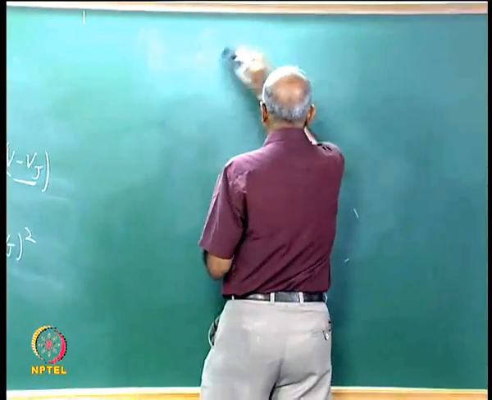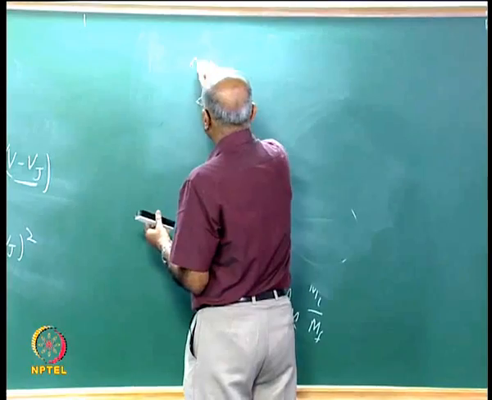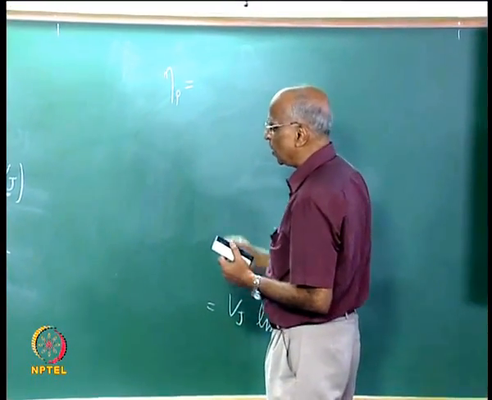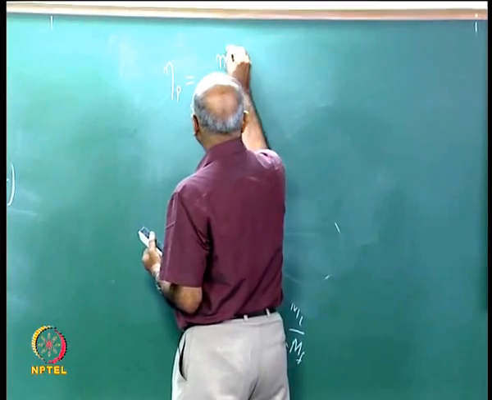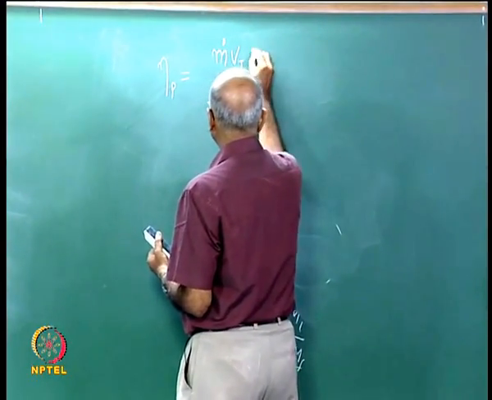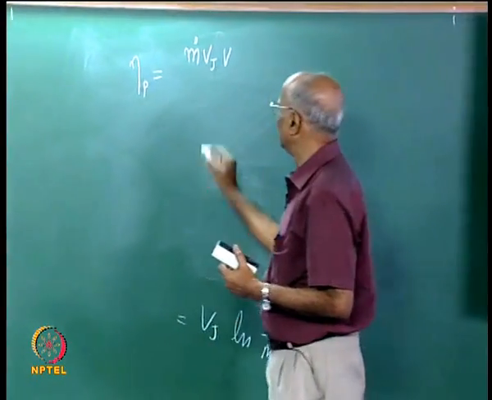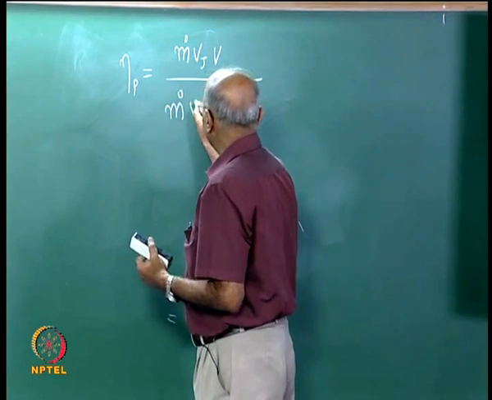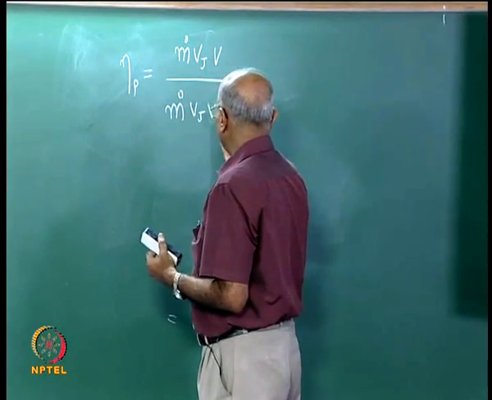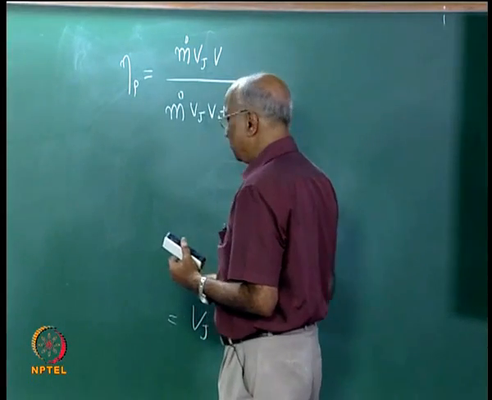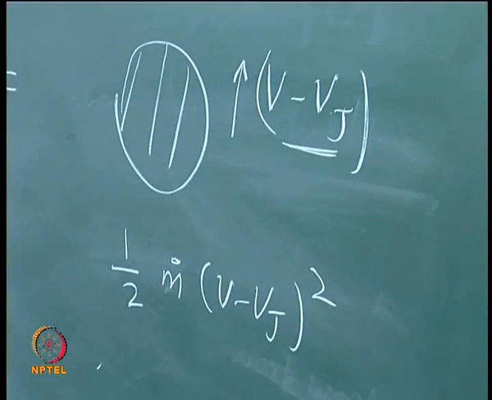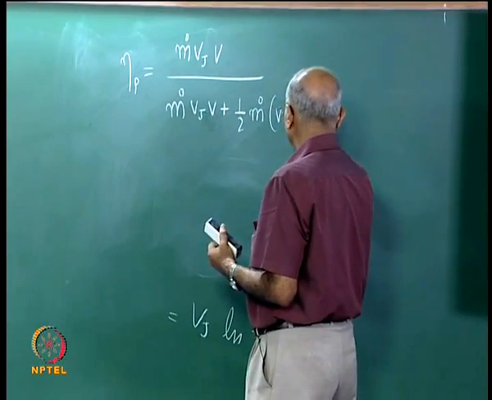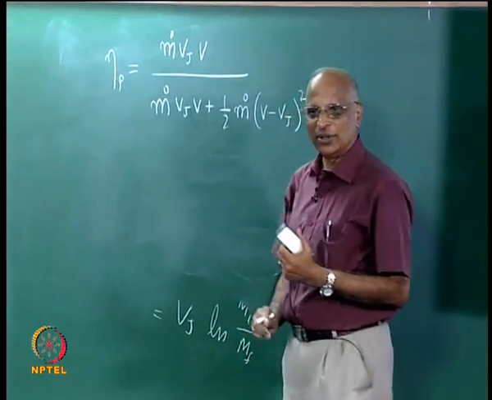I will now write the equation as eta p, propulsive efficiency, is equal to the useful work done, which is equal to m dot Vj, the force, into v of the rocket, divided by useful one, m dot Vj v, plus the kinetic energy per unit time, half m dot into v minus Vj whole square.